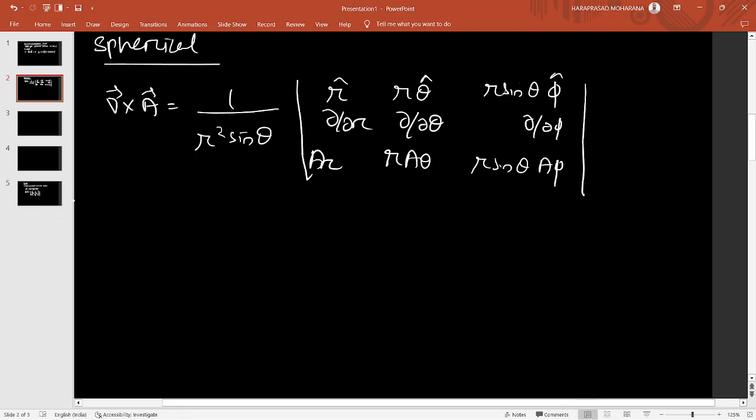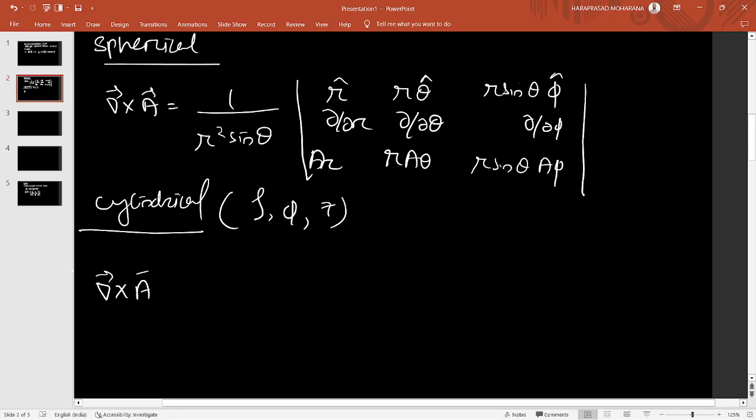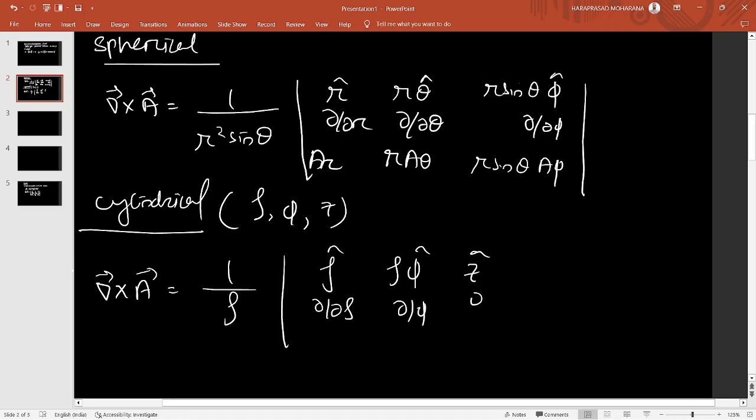Similarly for cylindrical, where you have rho, phi, z, I will write curl of a vector as 1 upon rho times a determinant with rho cap, rho phi cap, and z cap. Similarly, del upon del rho, del upon del phi, and del upon del z. In the last row you have A rho, rho A phi, and A z. This was the expression for curl in spherical and cylindrical coordinate systems.